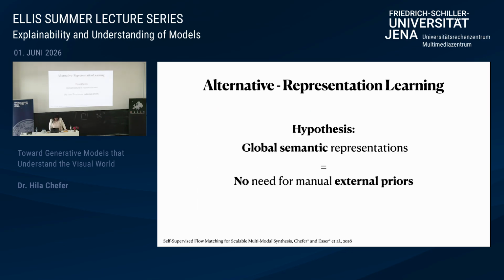Okay. So now we have this new hypothesis. Maybe if we have good global semantic representations, we wouldn't need those manual external priors that we had with Attend and Excite and with VideoGem, because those globalized representations will be strong and robust enough to encapsulate physics, encapsulate motion, encapsulate conjunctions, okay? Maybe. We don't know, but maybe.